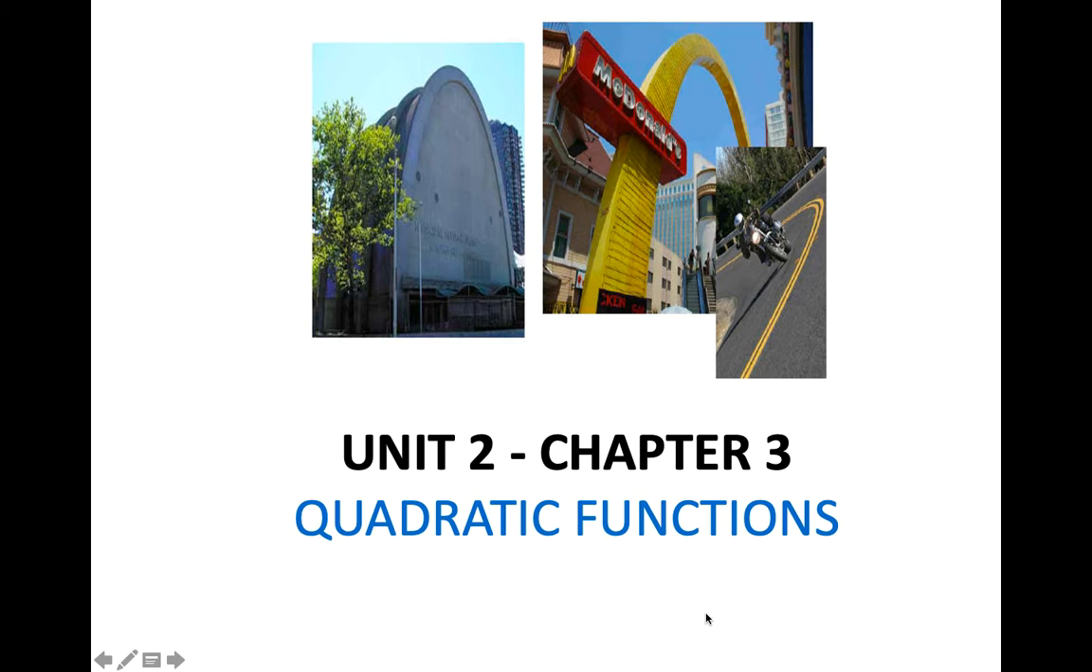So we're looking at Unit 2, which is Chapter 3, where we're studying the quadratic functions. And actually, I could correct that. It is Unit 2 includes Chapter 3 and Chapter 4, because both of those are covering the quadratic functions.